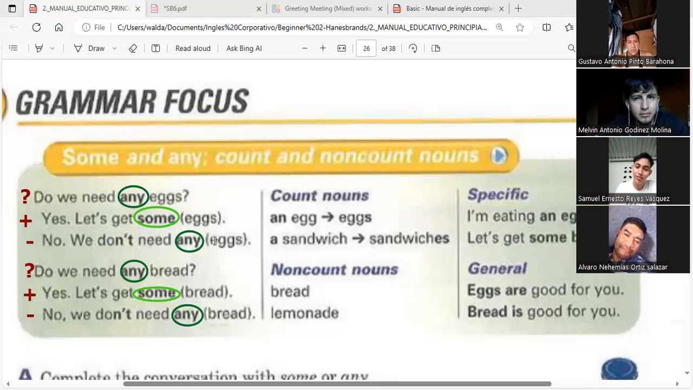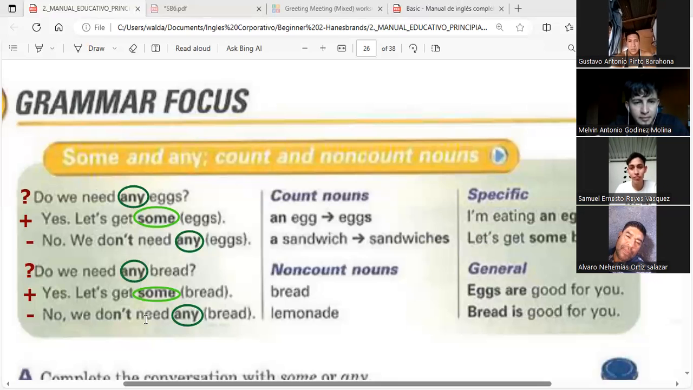No, we don't need any eggs. No necesitamos ningún huevo. Ningún. No, we don't need any bread. No necesitamos ningún pan.